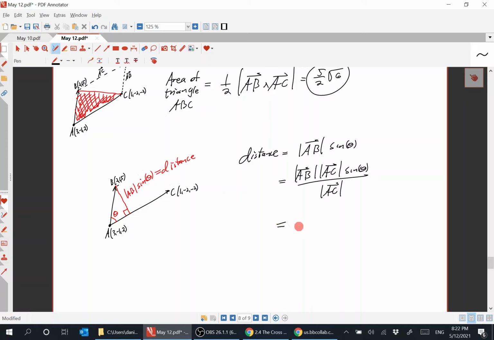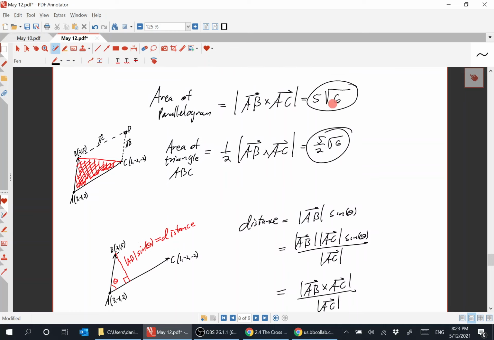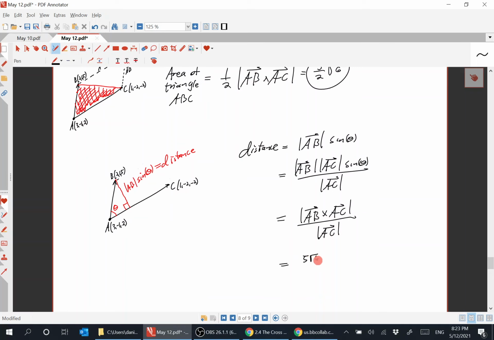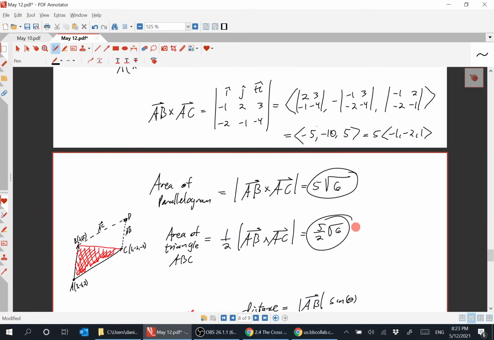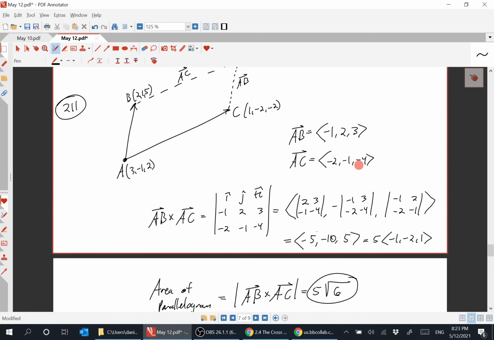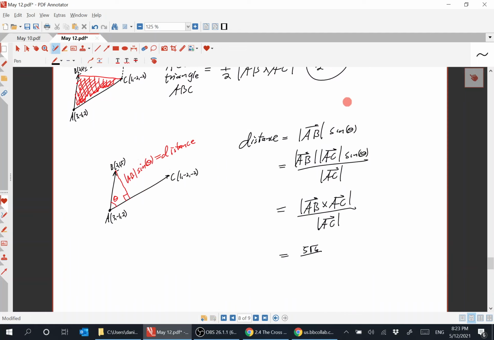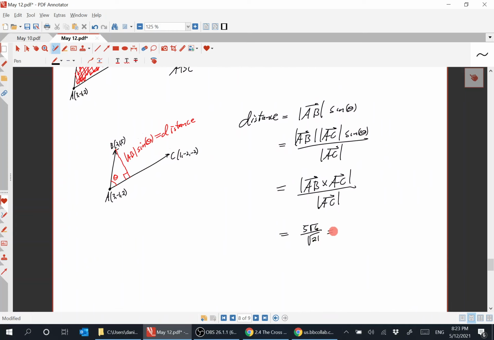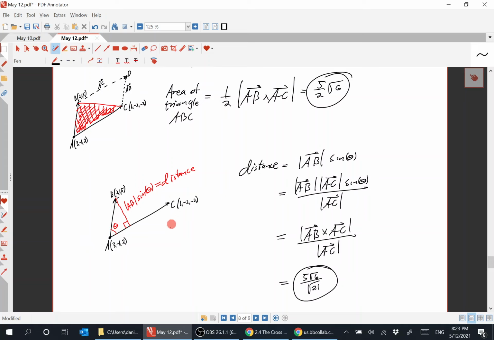But now this is the length of the cross product. So this is the length of AB cross AC over the length of AC. And we've got all that stuff. We've got the length of the cross product. It was 5 square root 6, so 5 square root 6 over the length of AC. So AC, what's that length? That is 4 plus 1 plus 16. So 4 is 20, 21, square root 21. So that's the distance of point B to line AC.